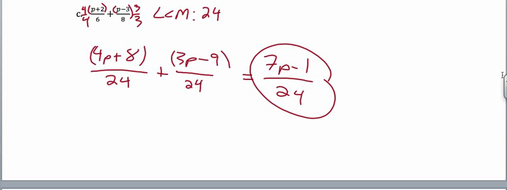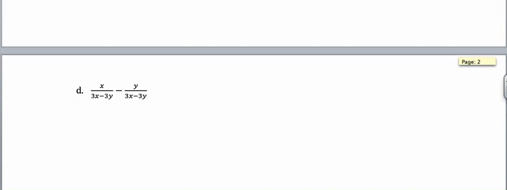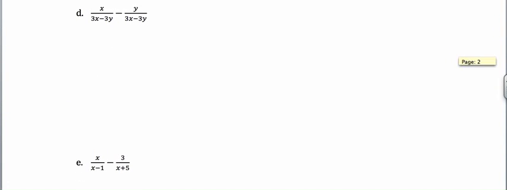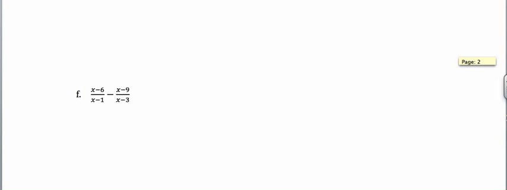Those were all fairly easy, fairly straightforward examples. Now let's get into some that are maybe just a little bit trickier. Let's try D, E, and F.